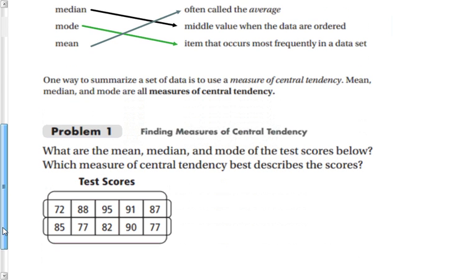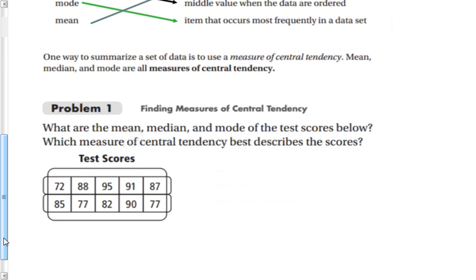One way to summarize a set of data is to use a measure of central tendency. Normally when we do this, we find the mean, median, and mode, and then we decide which of those measures best represents the data. So let's go ahead and do this, and we'll find the mean, the median, and the mode. To find the mean, we're going to add them all up and divide by how many there are. To find the median, we're going to put them in order and find the one in the middle. And to find the mode, we're just going to try and figure out which number occurs the most.